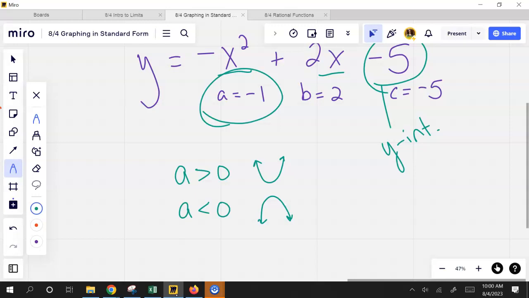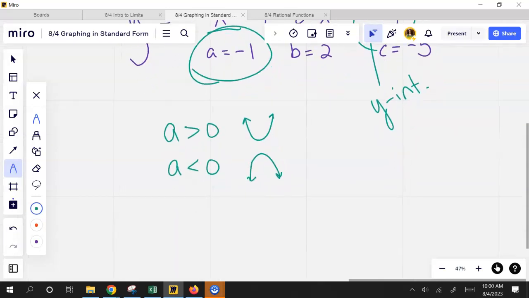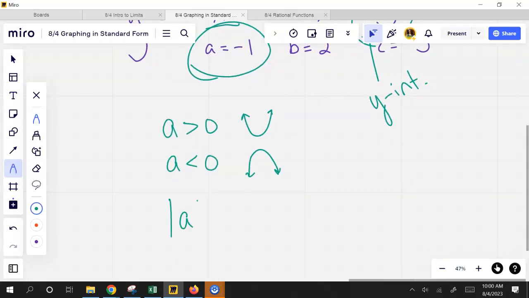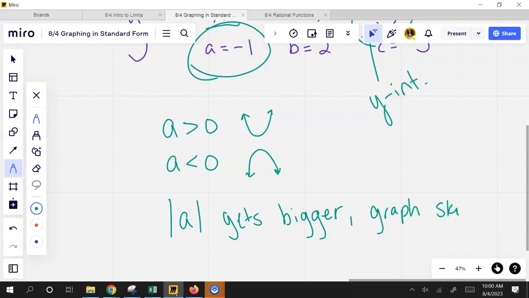This is the part that's kind of hard to wrap your brain around, so stay with me. What do these symbols mean? Absolute value. What's absolute value mean? Just make it positive. Whatever it is, make sure it stays positive. As the absolute value of A gets bigger, the graph itself gets skinnier. It does the opposite of what you think, okay?